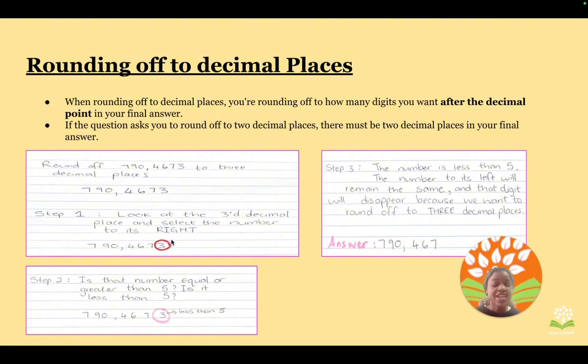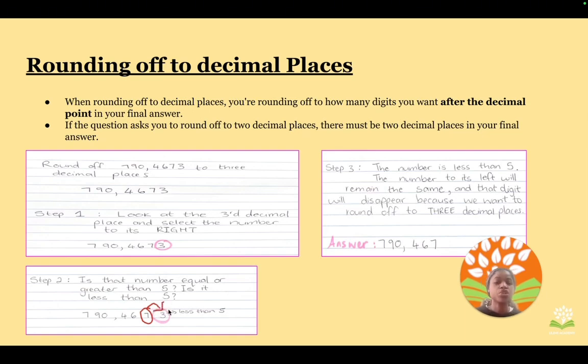It's the 3. Now, is that 5 or more, or 4 or less? It's not 5 or more, it's 4 or less. So what do we do? Is that number equal or greater than 5? It's less than 5. So what happens? We look at step 3, the number is less than 5. The number to its left, what was the number to its left? It was the 7, the 3rd decimal place. It will remain the same, and everything else will change to a 0.